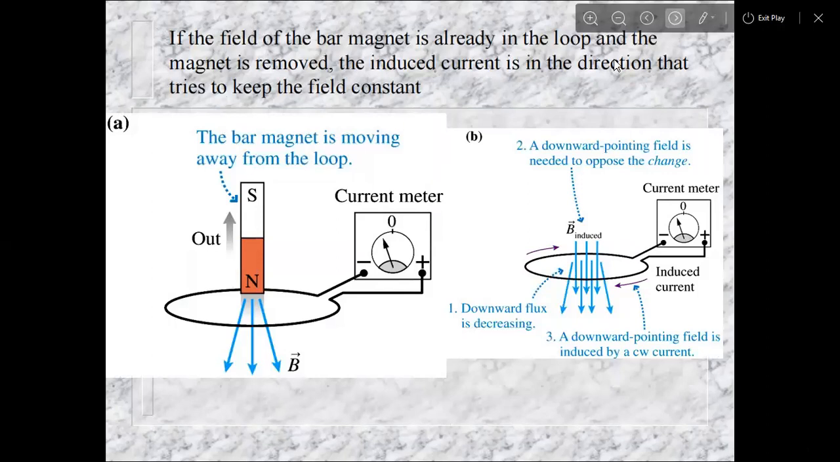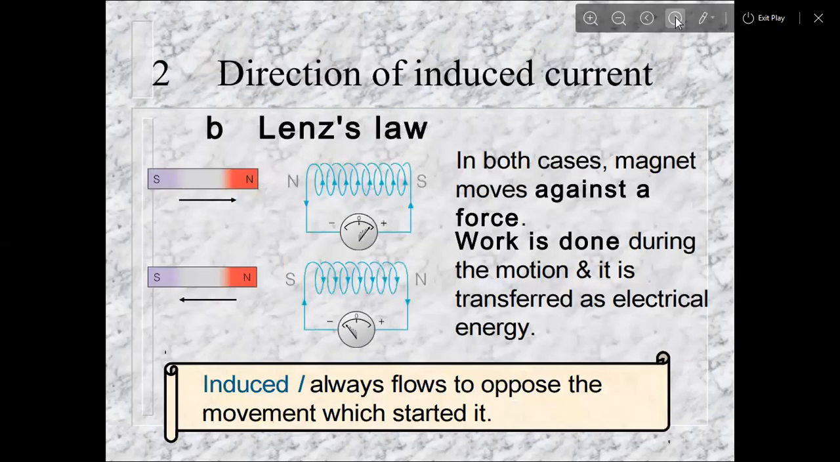If the field of the bar magnet is already in the loop and the magnet is removed, the induced current is in the direction that tries to keep the field constant. So, in both cases the magnet moves against a force, work is done during the motion, and it is transferred as electrical energy. So the induced current always acts to oppose the movement which started it.